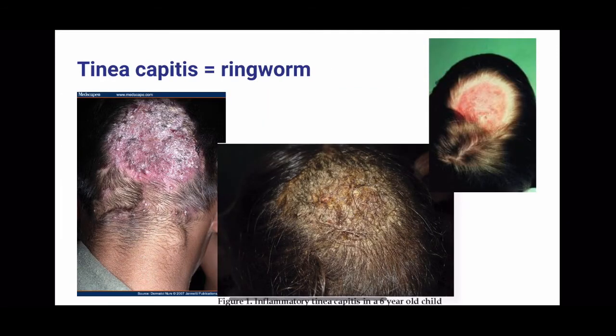Tinea capitis, also known as ringworm, is a fungal infection of the scalp. It can also be found on the eyebrows and eyelashes. Like all fungal infections, ringworm is highly contagious. If you read about ringworm, it talks a lot about how kids are the most common people to get it because they rub heads together. So that's fun, but it can really affect anyone.